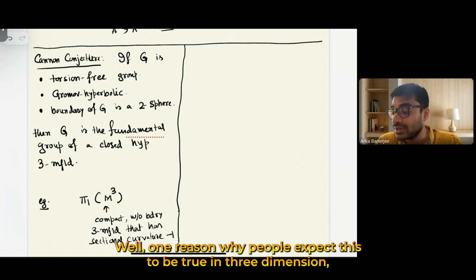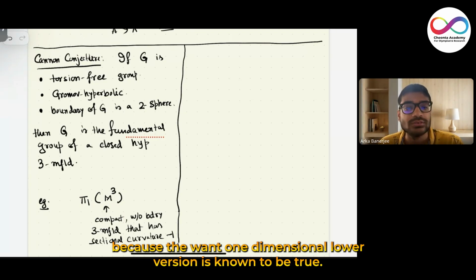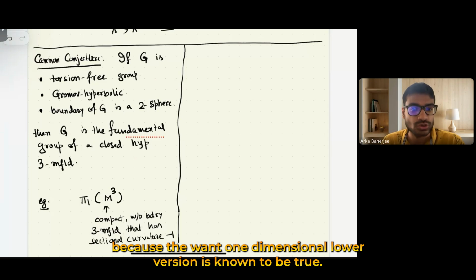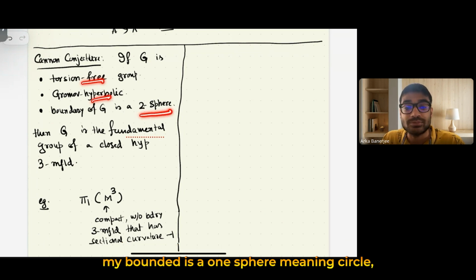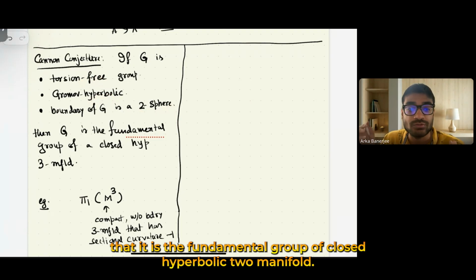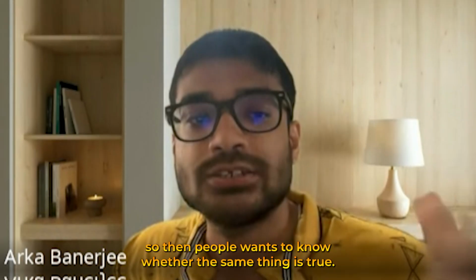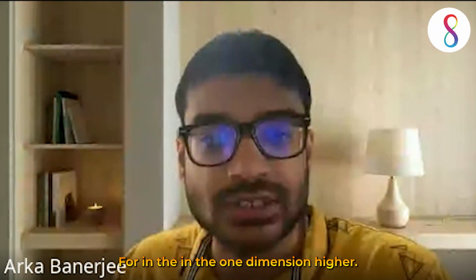Well, one reason why people expect this to be true in 3 dimensions is that the one dimension lower version is known to be true. If I give you a group which is torsion free, Gromov hyperbolic, and its boundary is a one sphere, meaning circle, then it is known by work of Gabai and many other people that it is the fundamental group of a closed hyperbolic two manifold. So then people want to know whether the same thing is true in one dimension higher.